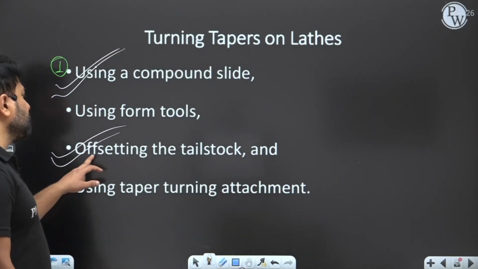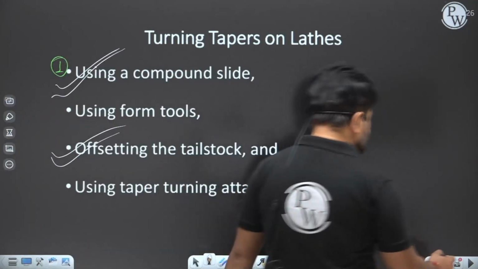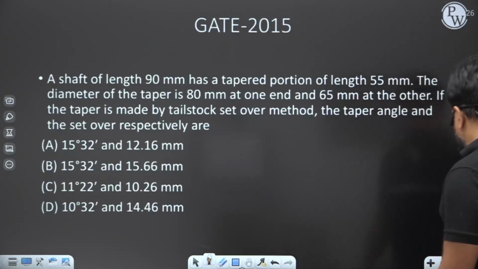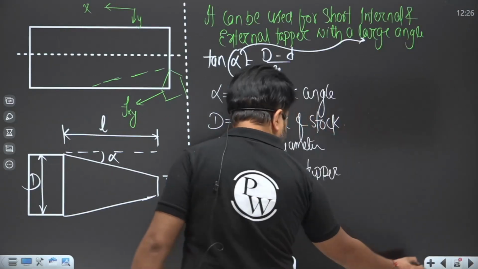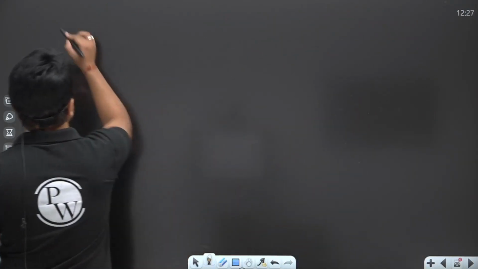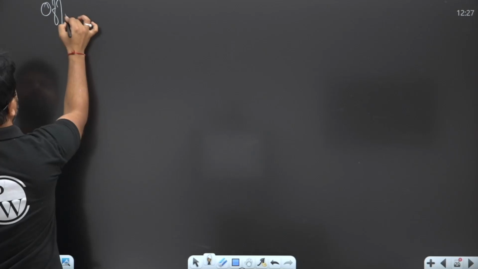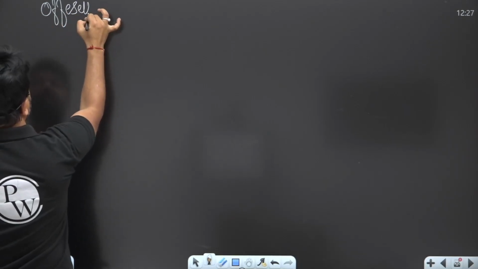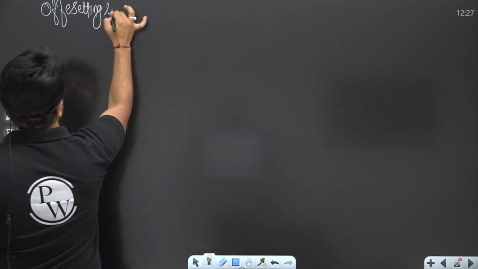But the question will become offsetting the tailstock. And what is the offsetting of the tailstock? Let me explain offsetting the tailstock.